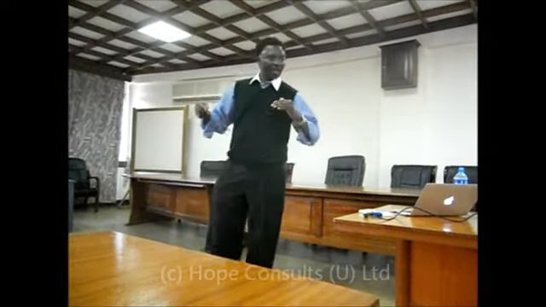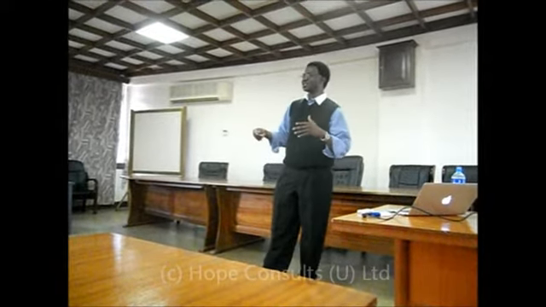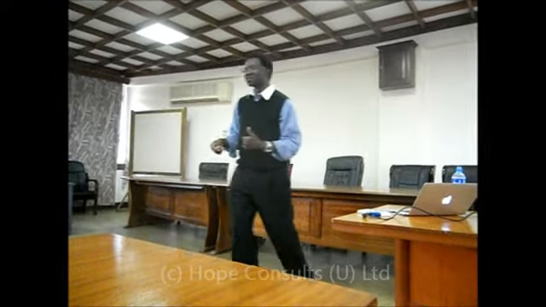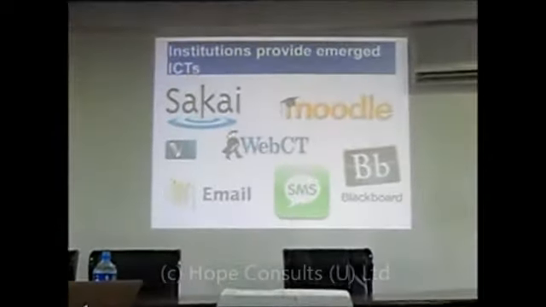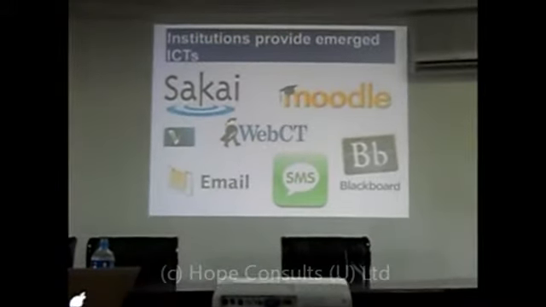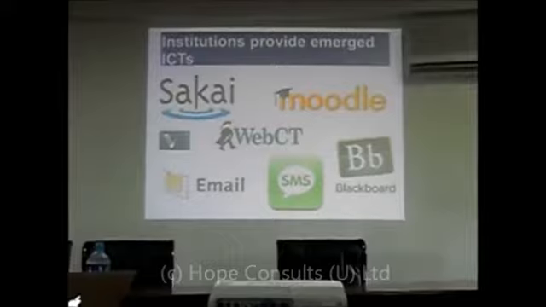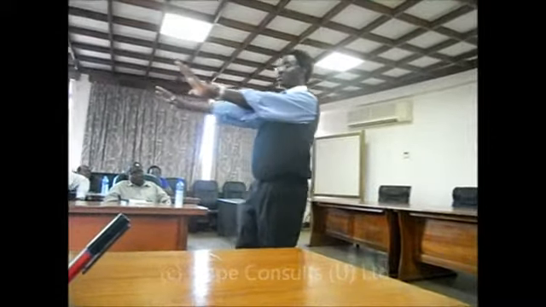When you look at the kinds of ICTs that are provided at institutions, they are things like this. Learning management systems like Sakai, Moodle, WebCT, Blackboard, which is part of Sakai we use at UCT. Email. Most institutions now provide email. I mean, they have always done it because they think that email is innovative. SMS. When SMS just began, many institutions never wanted to touch SMS.